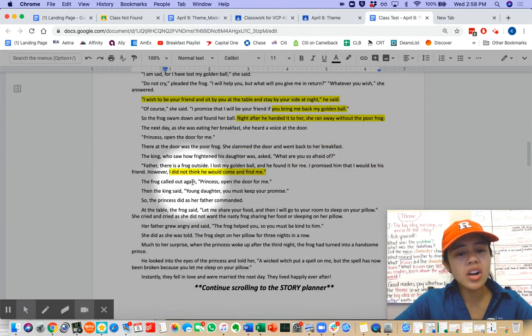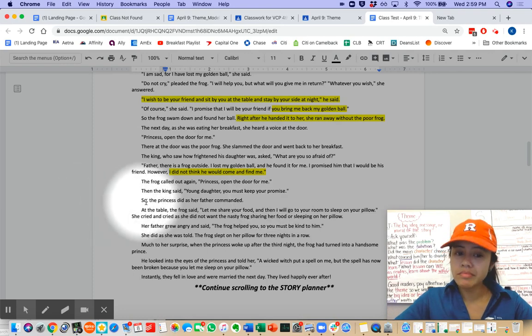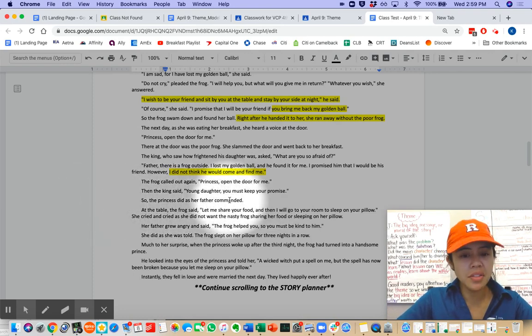The frog called out again, "Princess, open the door for me." Then the king said, "Young daughter, you must keep your promise." So the princess did as her father commanded.